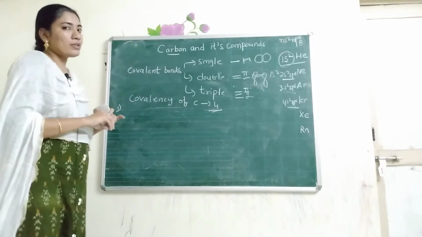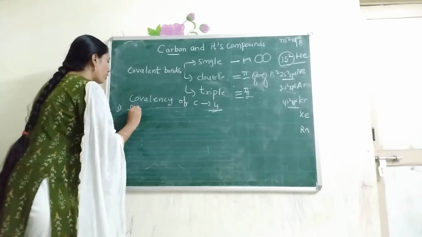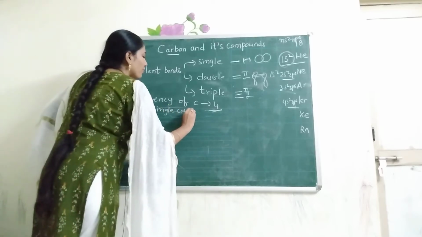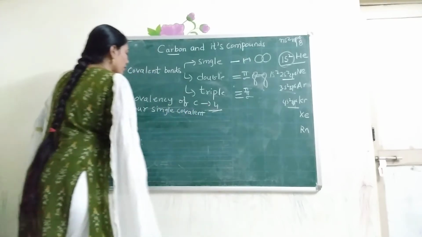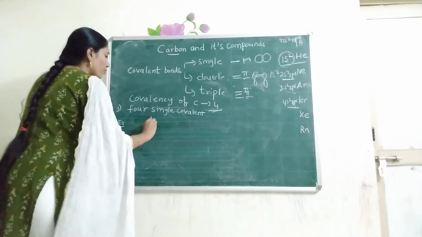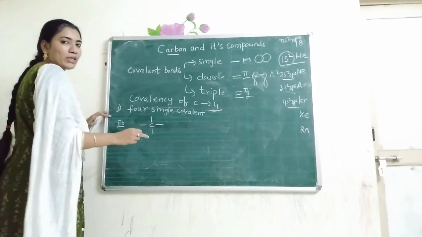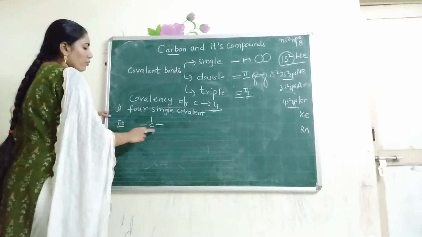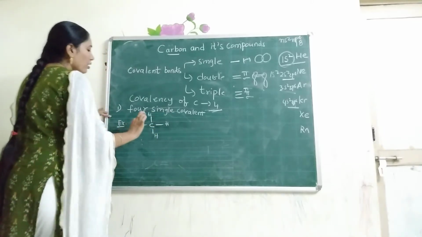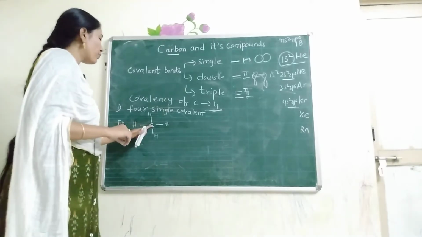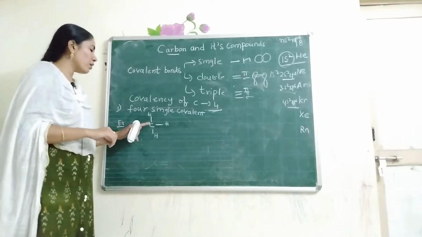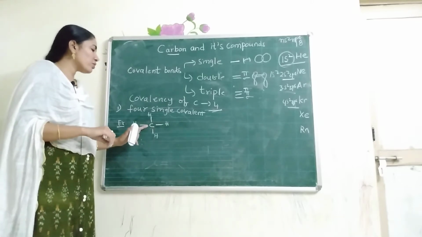It satisfies covalency 4 either by forming 4 single covalent bonds. Then example. This is a carbon. What is the covalency of carbon? 4. It forms how many covalent bonds? 1, 2, 3, 4. For example, I am writing hydrogen. That means the carbon forms covalent bonds with the hydrogen. So the carbon forms how many bonds here? 1, 2, 3, 4.